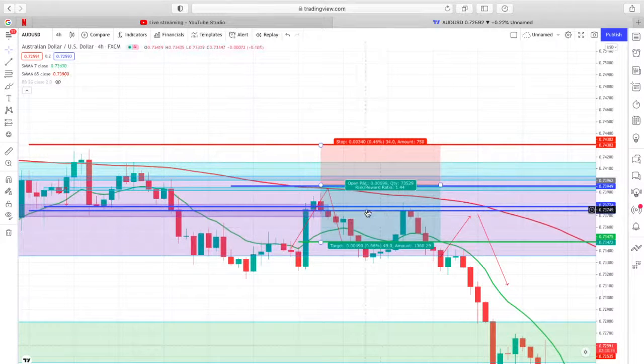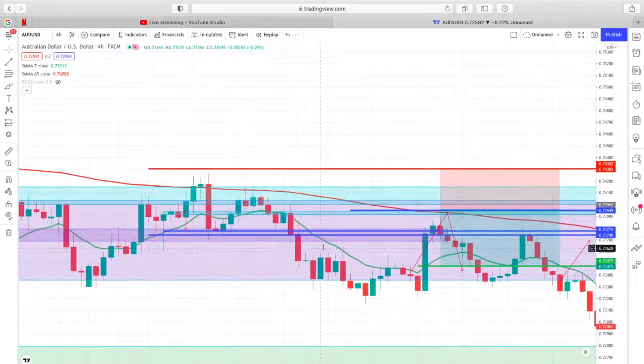So pretty much the idea we wanted was to go down. We wanted to go short, just because the market has been shorting for a very long time.